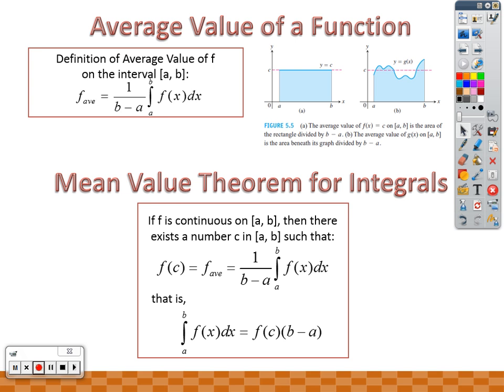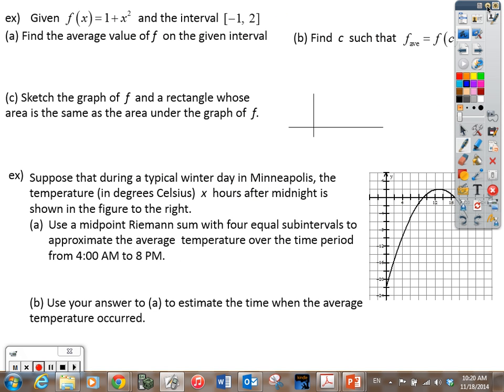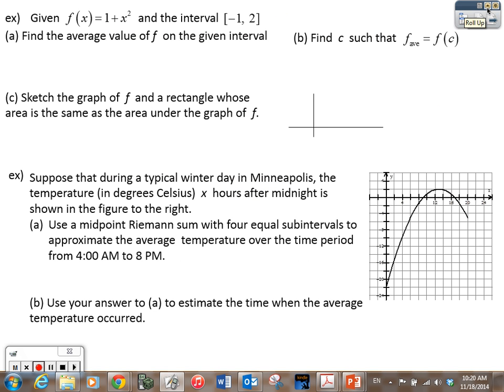All right, so let's take a look at this problem. We're given f of x equals 1 plus x squared, and we're on a closed interval, -1 to 2. Find the average value of f on the given interval. Now, let's go through that. Average value of the function means average y value. It's being very specific with us. Average value of f.